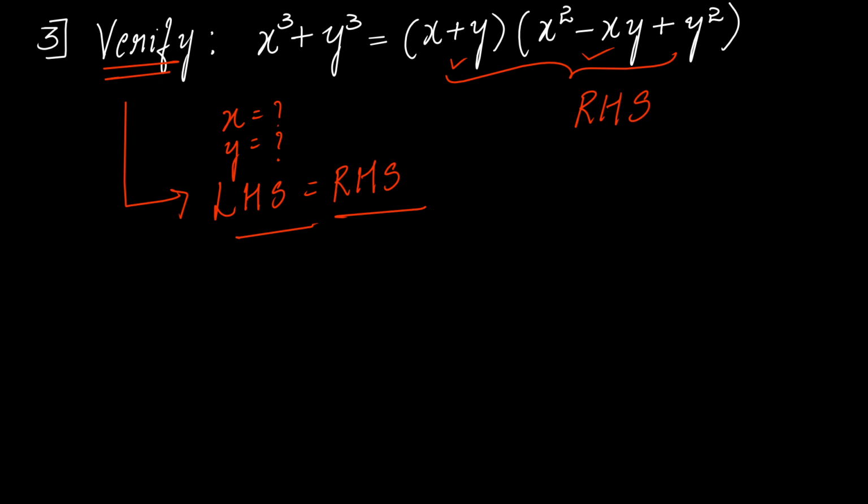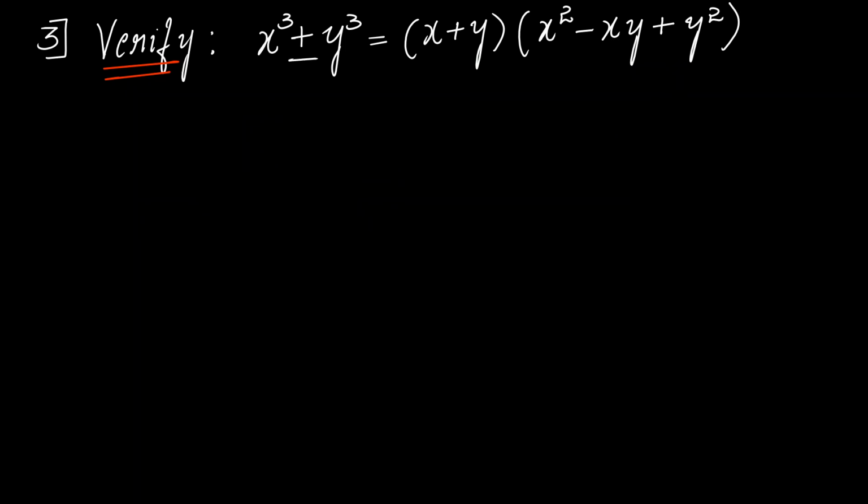Now let's move to the question. Here we have x cube plus y cube equals x plus y multiplied by x square minus xy plus y square. So here the LHS is x cube plus y cube and RHS is the remaining terms, like x plus y, x square minus xy plus y square. So now let's solve RHS first. In the RHS we have x plus y, x square minus xy plus y square.